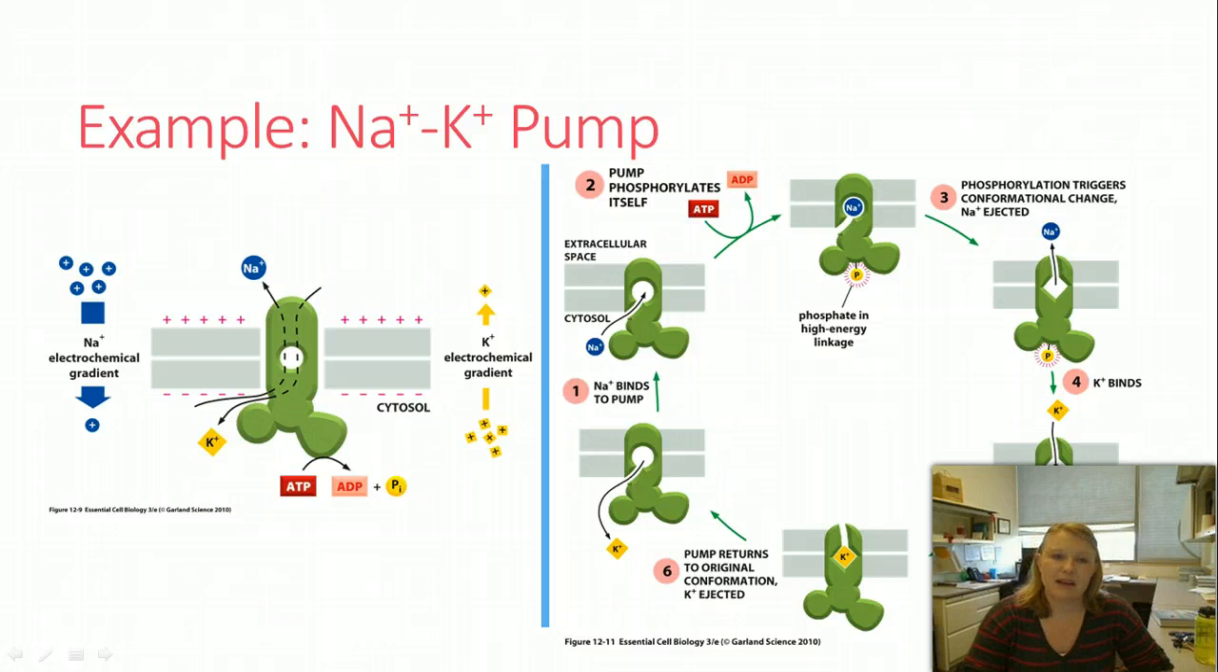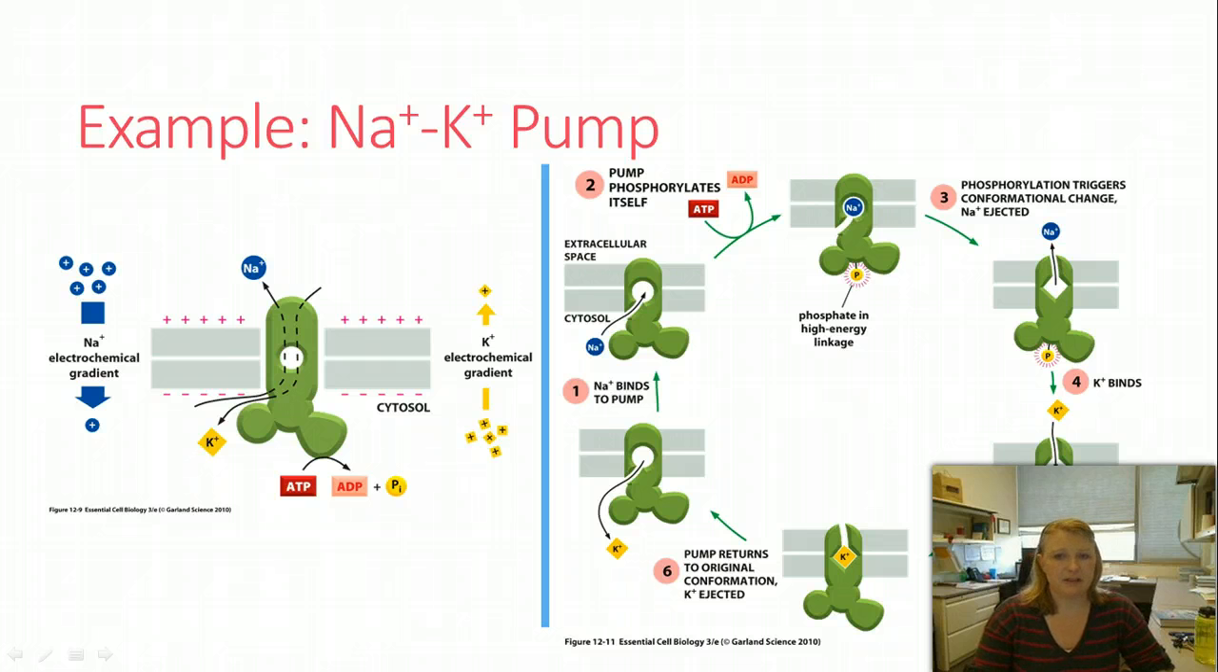And so what the cell is going to use is the sodium-potassium pump, and this is an antiport, so it's going to pump one thing out, one thing in. And as you can see here, the sodium is going to enter in. Phosphate's going to be added through the breaking of ATP down.